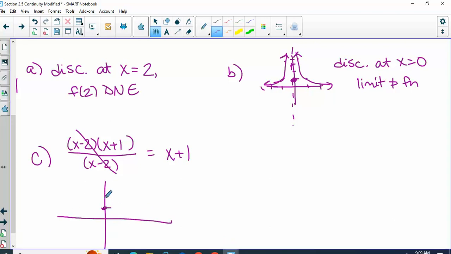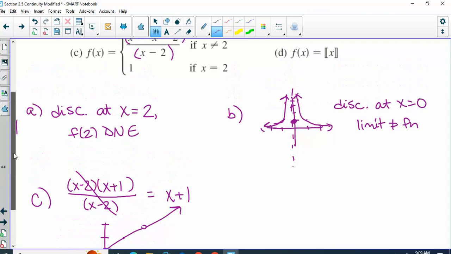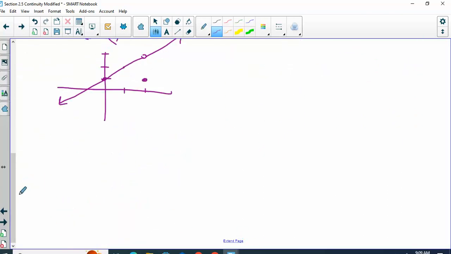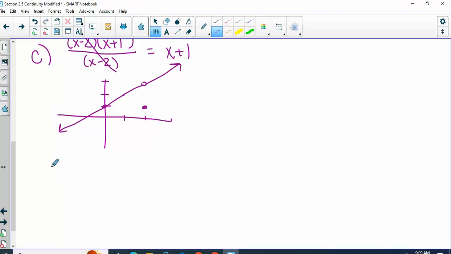y-intercept of 1, slope of 1, but it has a hole in it at 2 because x couldn't equal 2. Okay, and then the second piece of the piecewise is 1 when x equals 2. So does this still have a discontinuity? So still discontinuous at 2. Is the function defined at 2 now? Yes. Does the limit exist at 2? Yes. So my reason is that the limit is not equal to the function.